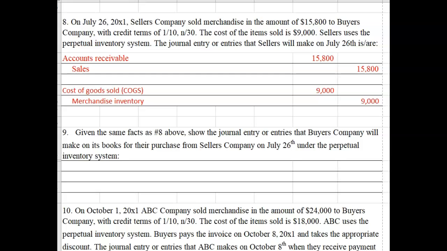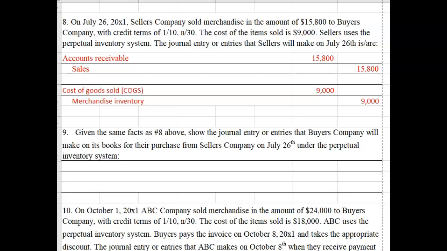For every transaction regarding the purchase or sale of inventory, the first thing you should ask yourself is, are we doing the transaction for the buyer or the seller? And in this case, we are writing the journal entries for the seller for the sale of merchandise inventory.